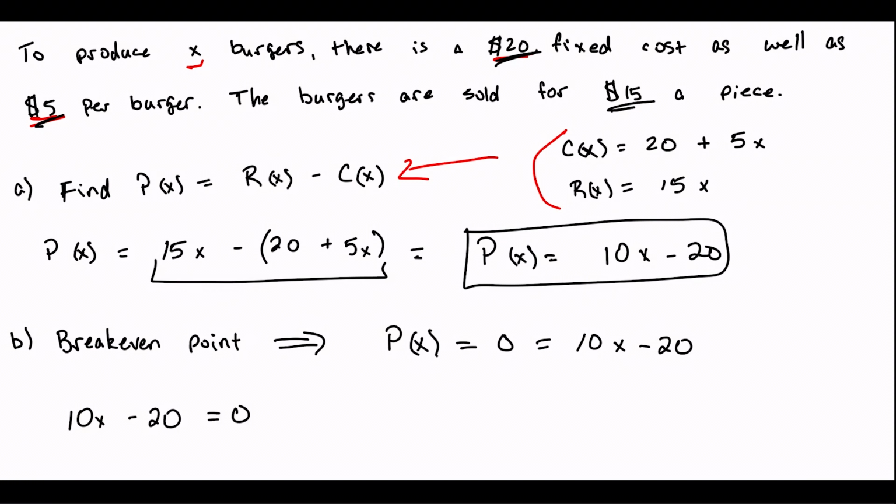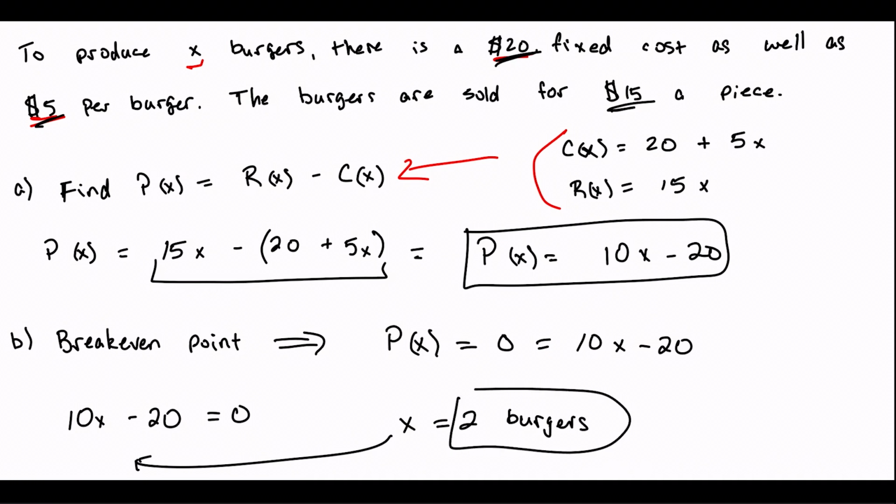Now, use your algebra here, and you'll see that when you sell 2 burgers, you get $0. Makes sense. Plug this back into the profit equation. You get 10 times 2, 20. 20 minus 20 is 0. So 2 burgers is the answer. Make sure you have your units here. So 2 burgers. That's how many burgers you need to sell in order to make $0. That's what the break-even point is. So when you see that phrase, you need to think to yourself, that's when profit is equal to 0.